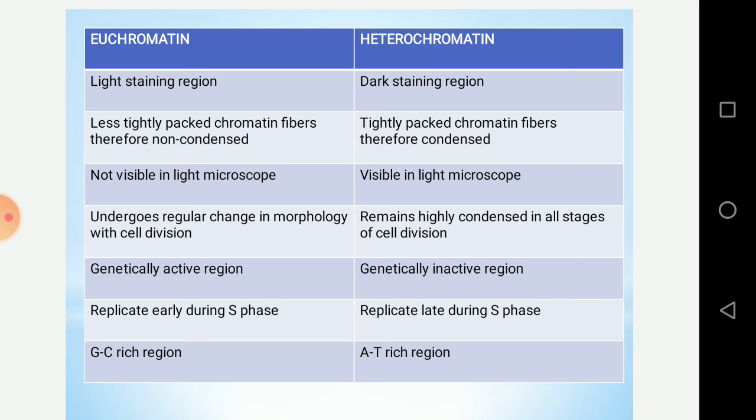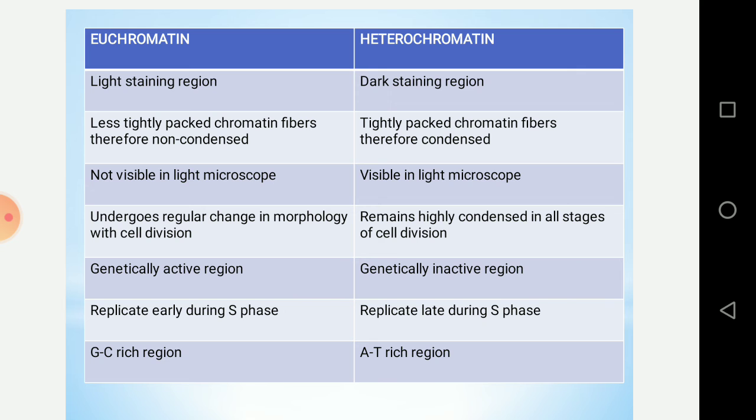Euchromatin undergoes regular change in morphology with cell division. Since it is not tightly packed, many different types of modification go on in the euchromatin region, so it is always changing in its morphology. But since heterochromatin is tightly packed, no modification can occur there. So it remains highly condensed in all stages of cell division.